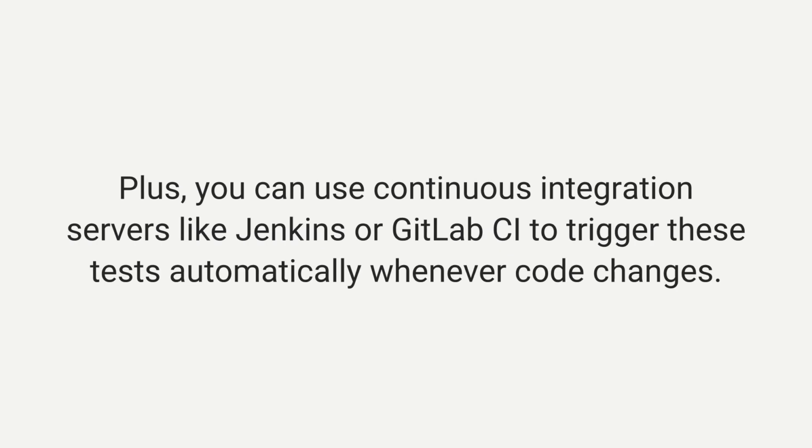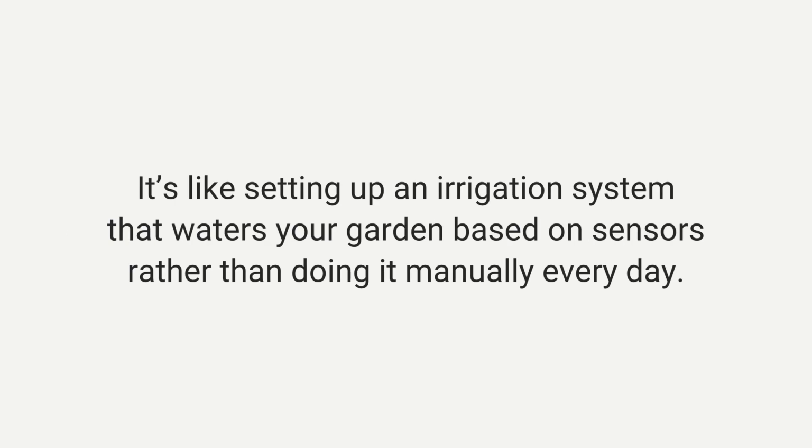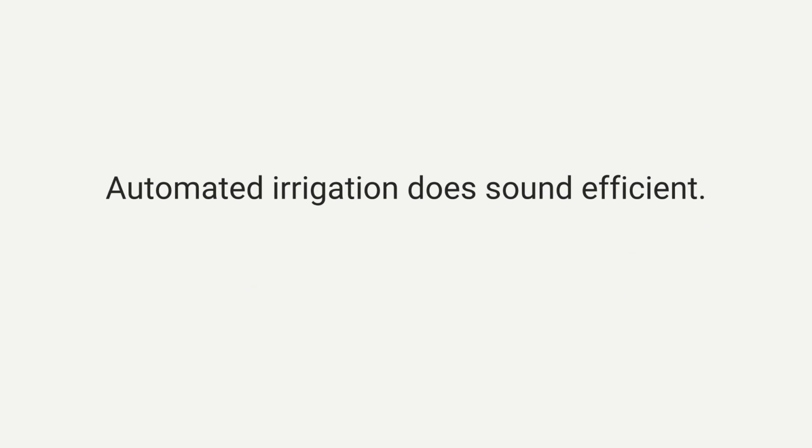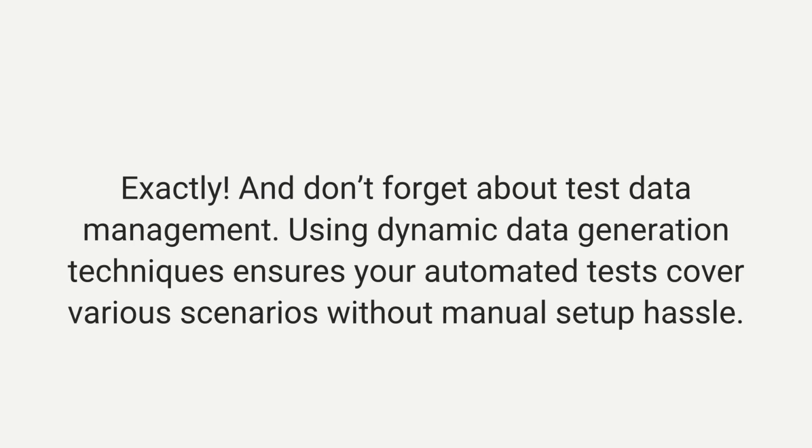Plus, you can use continuous integration servers like Jenkins or GitLab CI to trigger these tests automatically whenever code changes. It's like setting up an irrigation system that waters your garden based on sensors rather than doing it manually every day. Automated irrigation does sound efficient.